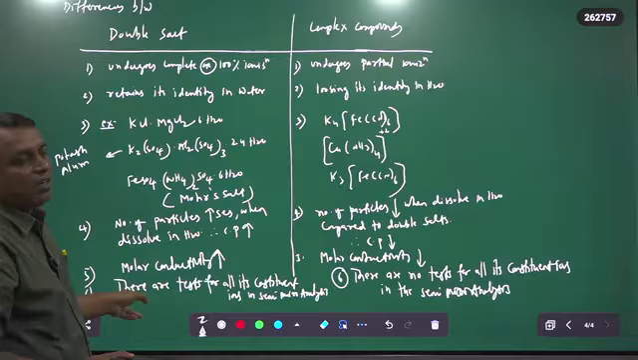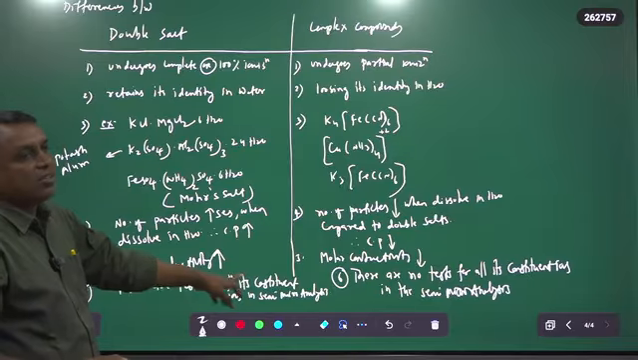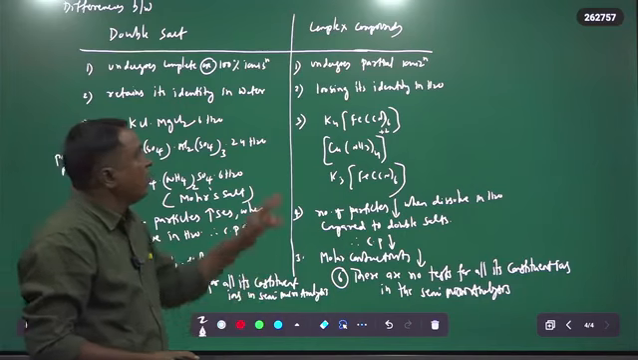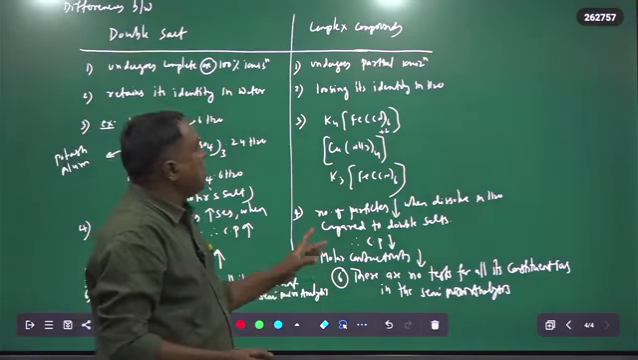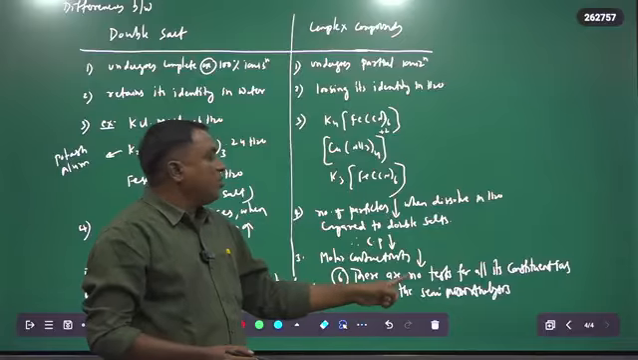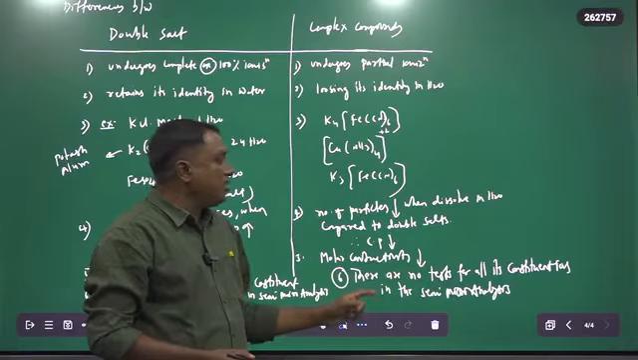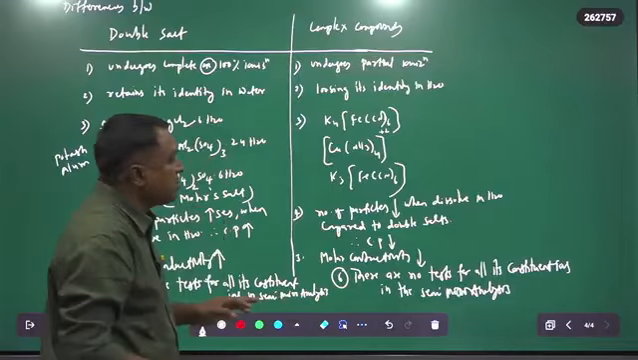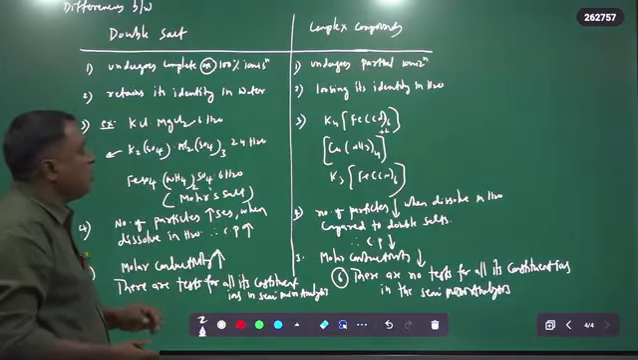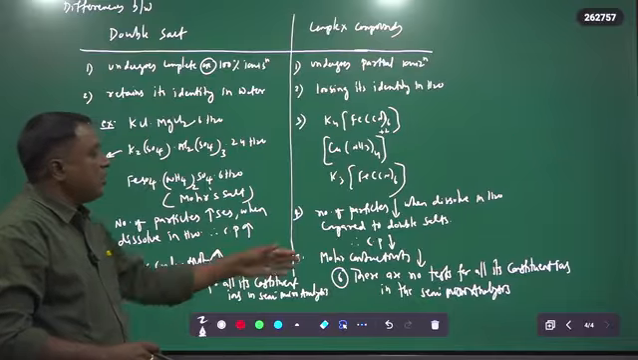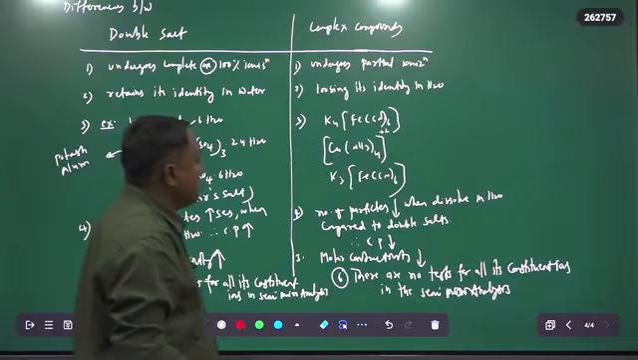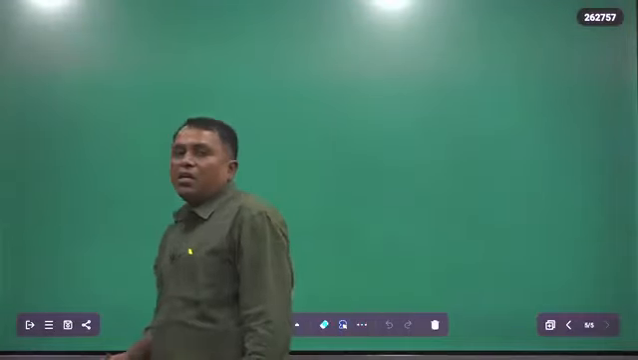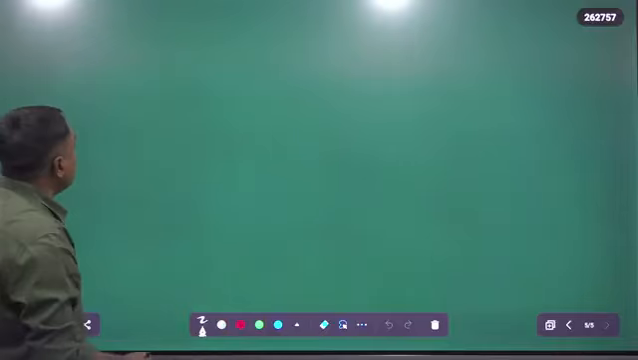A double salt forms all its constituent ions. Therefore, there are tests for all its constituent ions in semi-micro analysis. Whereas in the case of complex compounds, there are no tests for all its constituent ions in semi-micro analysis, because the complex ion does not ionize. So these are some important differences between a double salt and a complex compound.